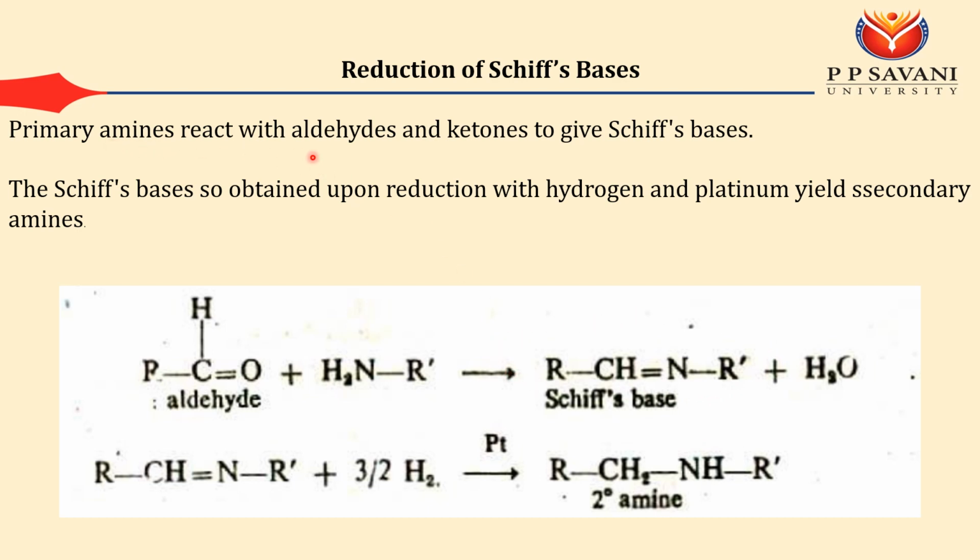The primary amine reacts with aldehyde and ketone to give a Schiff base, and that particular Schiff base you have to reduce with platinum, so you will get your secondary amine. The reaction is simple. You have to break the bond from here, then one hydrogen will come here and another will come here.